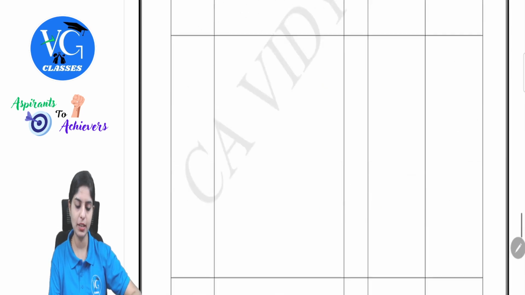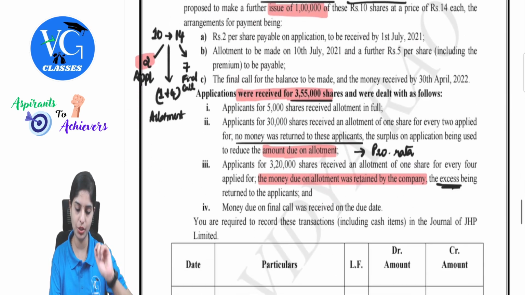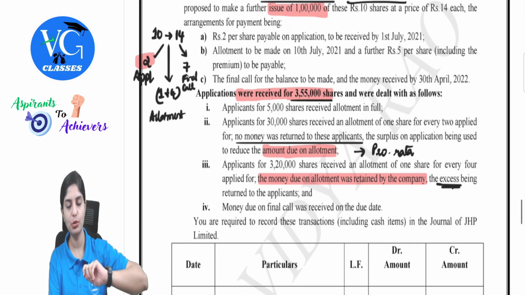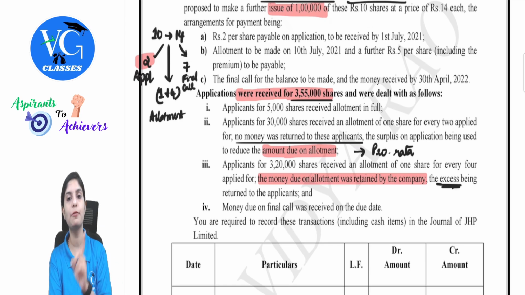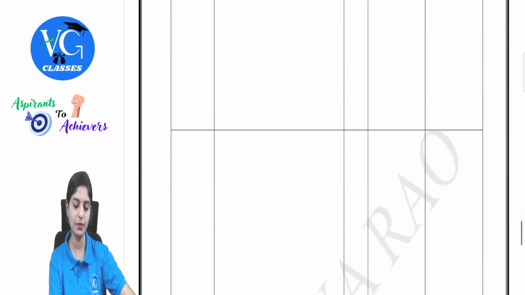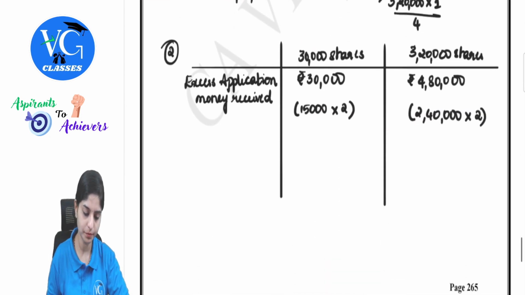What does the question say? For the first case, that is 30,000 shares, no money was returned to this applicant. That means they are adjusting this with the allotment due. For the next scenario, money due on allotment was retained by the company. They are still using that for allotment. Any excess is being returned to the applicant. So first we will do it one by one.